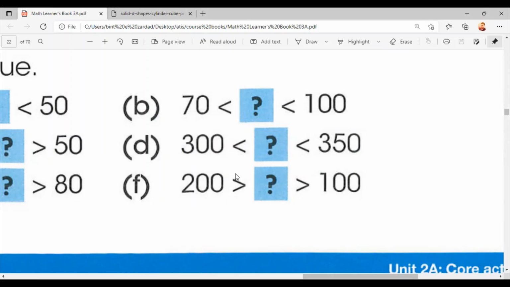From 200 greater than, you can write any number which is less than 200 and greater than 100. So you can write 101 until 199. 199, I write this one. Okay, from 200 it's greater than 199, and 199 is greater than 100.